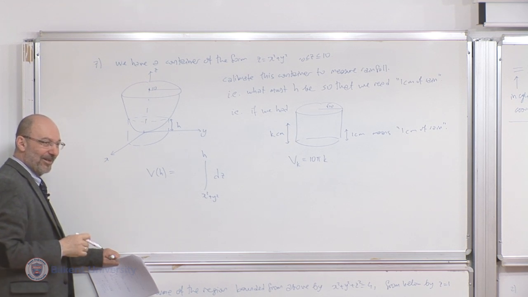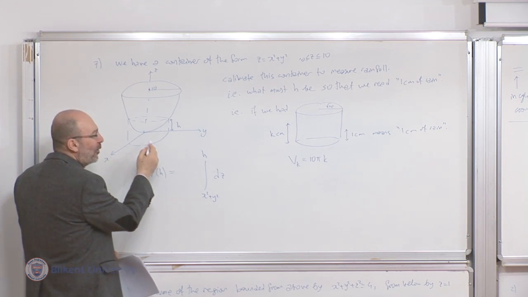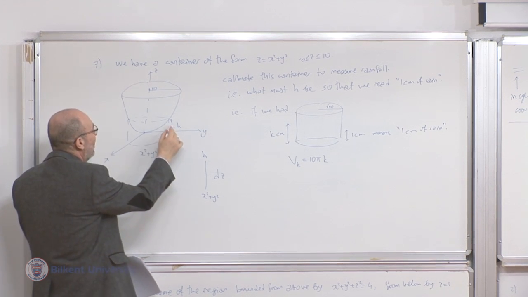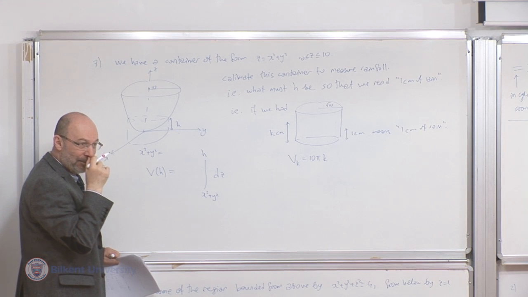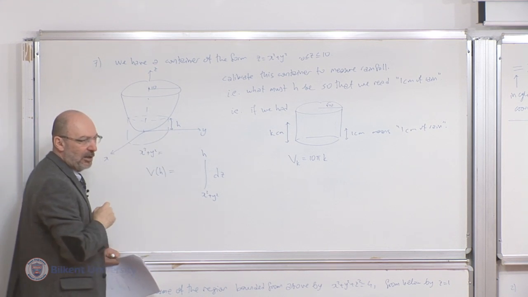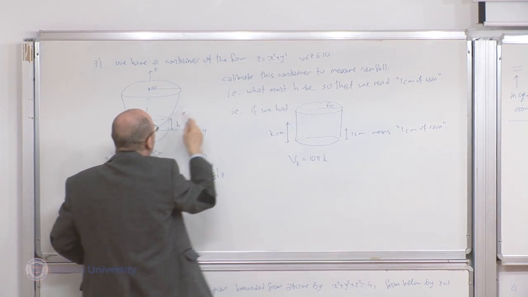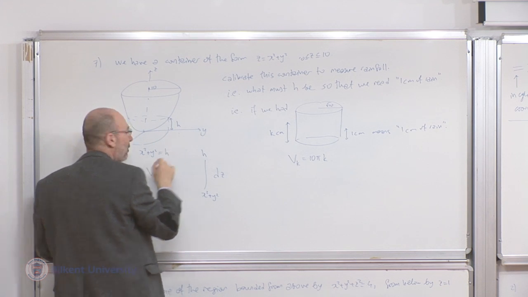Yes? x squared plus y squared is correct, of course, because it's a circle centered here. So what is it equal to if this height is h? h is equal to z. So the equation of this part is z equals this, so this is h.